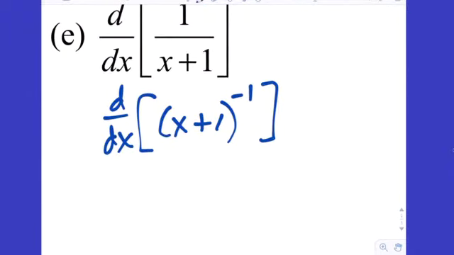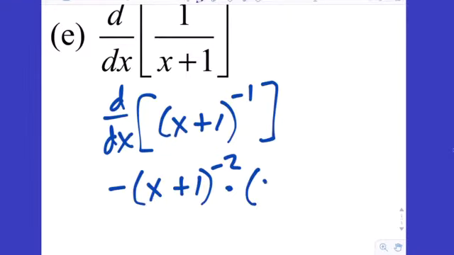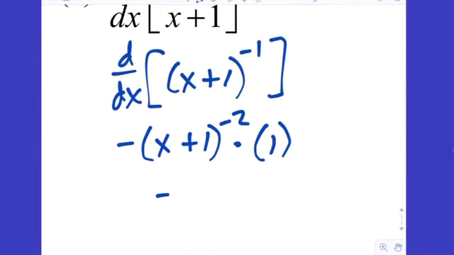If you do the chain rule now, you have two layers. You have blob to the negative first and the inside blob. So when you take the derivative, you get negative blob to the negative second, and times the derivative of the blob is what? What's the derivative of x plus 1? 1. So when you clean that up, you get negative 1 over the quantity x plus 1 squared. And that would be the same thing you get from the quotient rule.